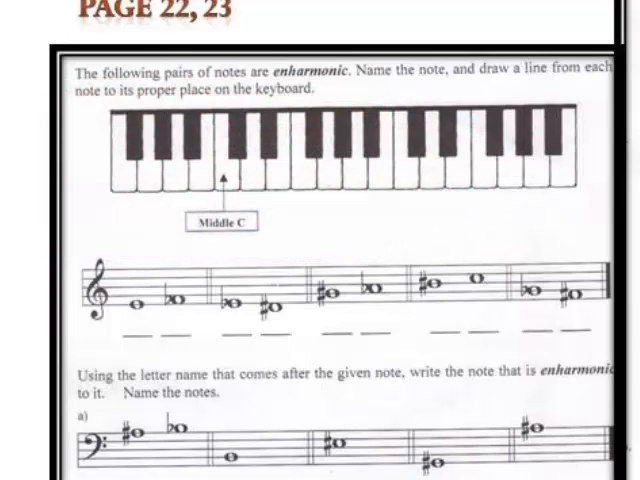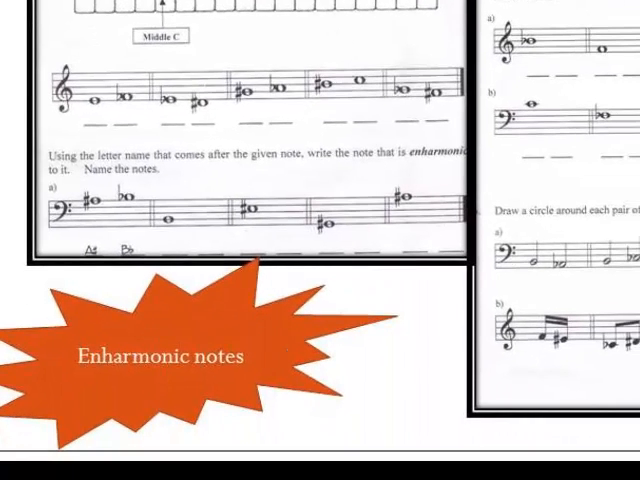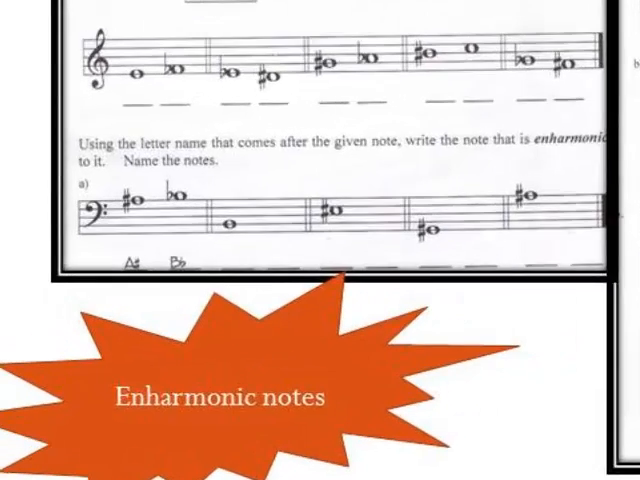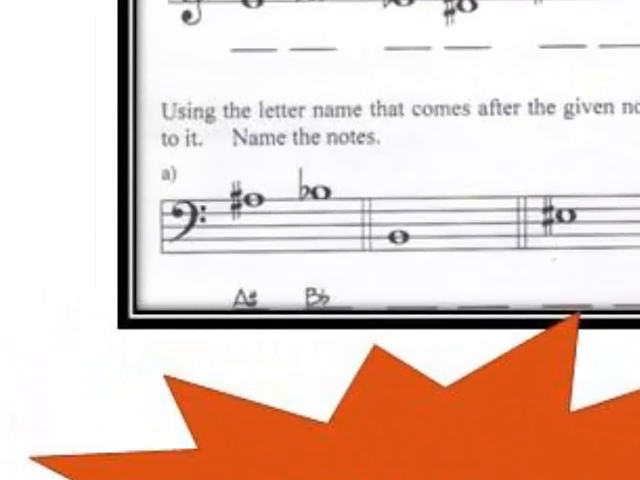Number 14, using the letter name that comes after the given note, write the note that is enharmonic to it. So in our example, we have an A sharp. We need to go up one note name, which is B, so that would have to be B flat for it to be an enharmonic note.